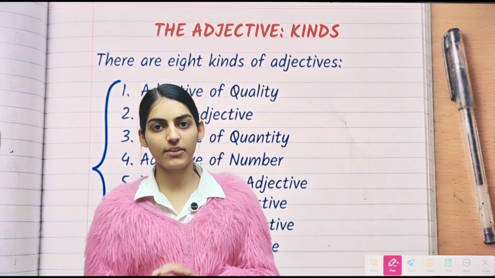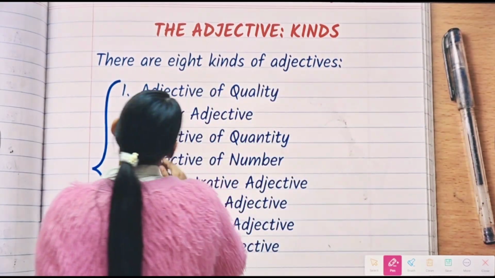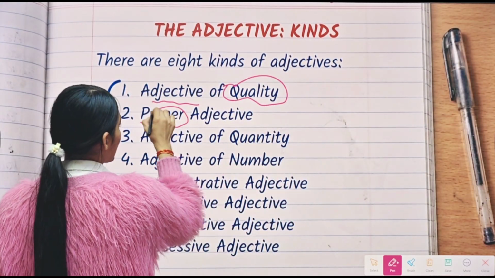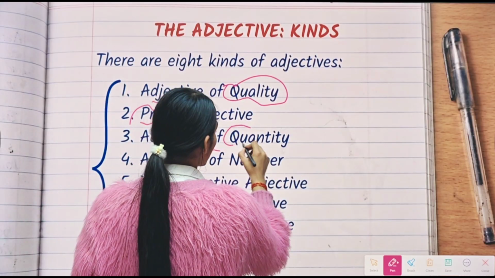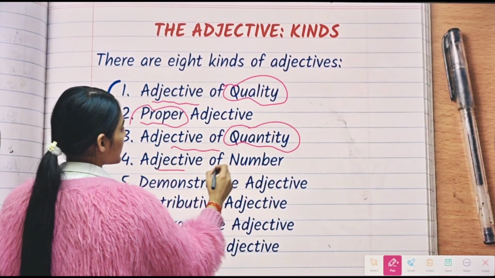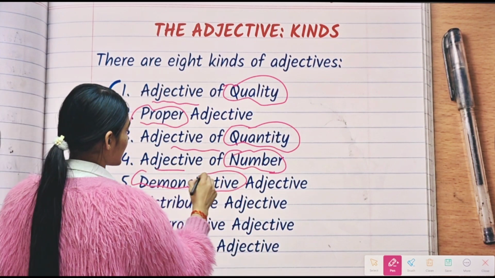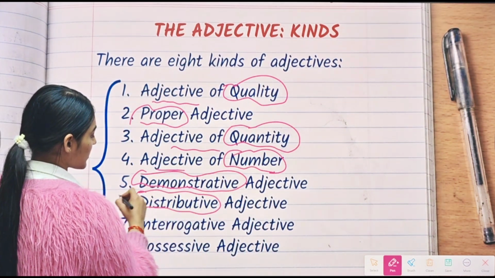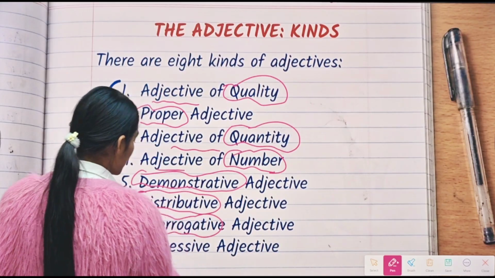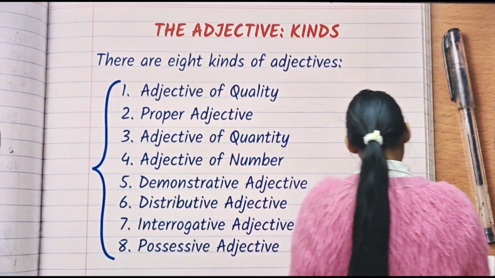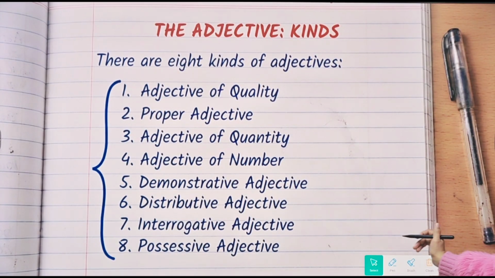Now moving on to the kinds of adjectives. We have eight kinds. The first one is adjective of quality. Second is proper adjective. The third is adjective of quantity. Fourth is adjective of number. Then we have demonstrative adjective, distributive adjective, then at seventh we have interrogative adjective, and at last we have possessive adjective. Now let's see them in detail one by one.